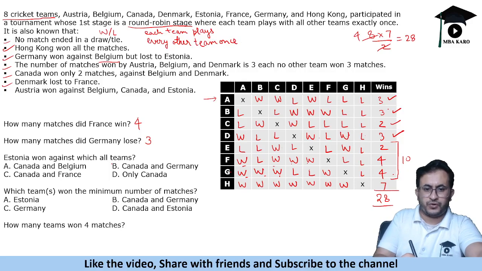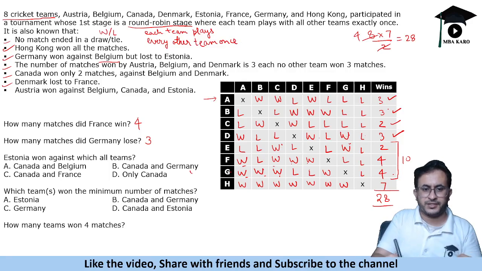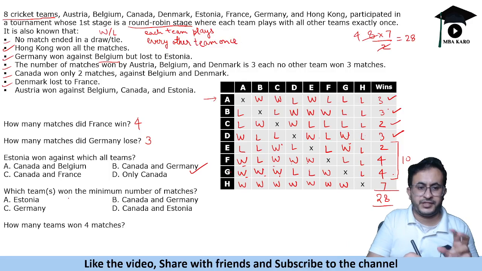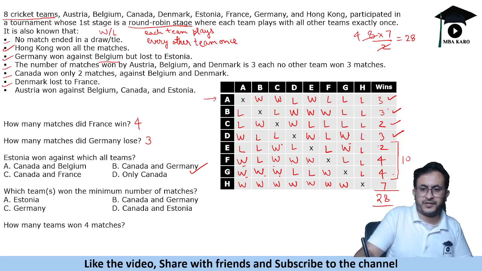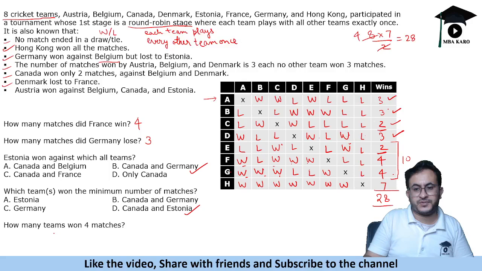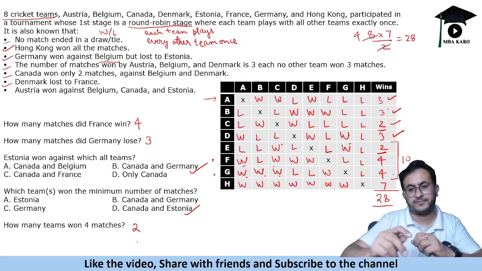Estonia won against which teams? So Estonia has 2 wins. One is C and one is G. So Canada and Germany. Which teams won the minimum number of matches? Okay, so there are 2 teams that won 2 matches. One is Estonia and one is Canada. How many teams won 4 matches? So we have 2 teams, France and Germany. They won 4 matches each.